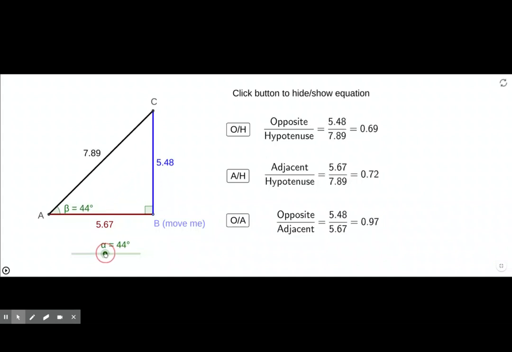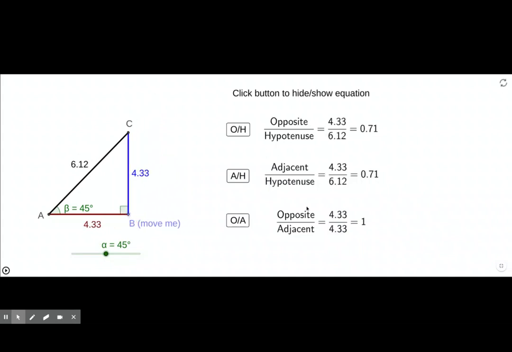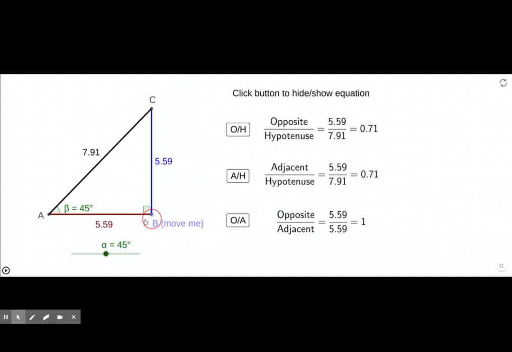As soon as I change the angle, say to 45, right there, then those ratios over here won't change at all, no matter how big or small the triangle is.